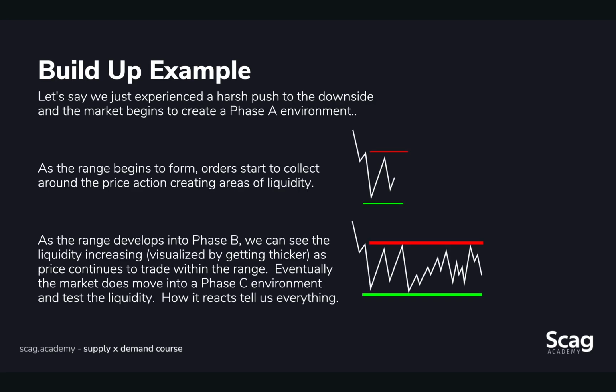So what I want to show you is an actual build-up example. This is just a mock-up example. We'll do a lot more examples using real data further in the course. Let's just say we experience a harsh push to the downside and the market begins to create a phase A environment. As that range forms, orders start to collect around the price action, creating areas of liquidity. We can see that little green line and little red line, signifying demand buildup and supply buildup outside of that phase A environment. And then as this range develops into phase B, we can see the liquidity increasing, which is visualized by those lines getting thicker. Again, we'll explore this inside of real market examples.